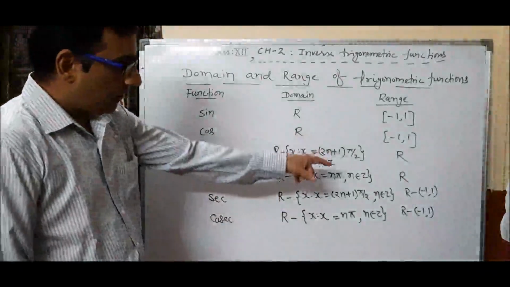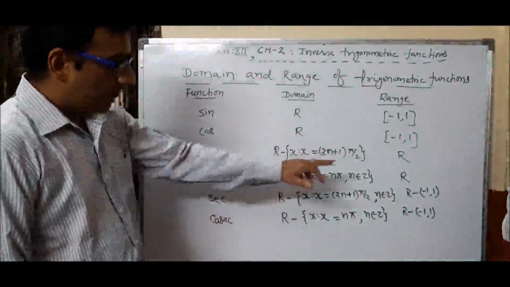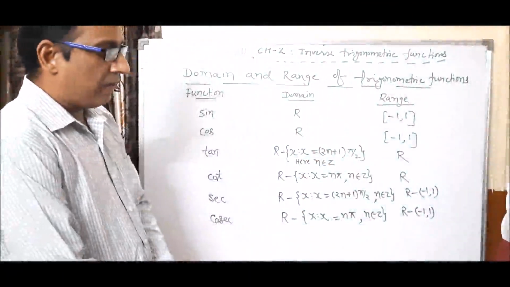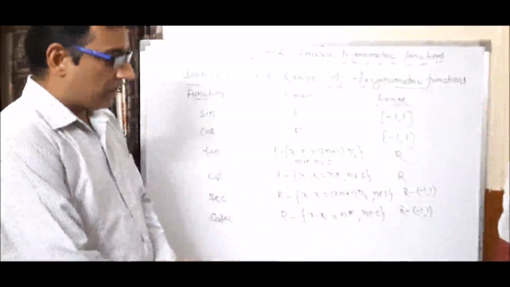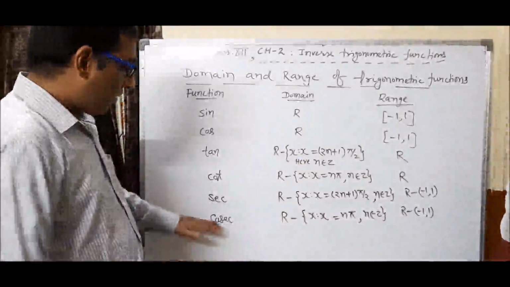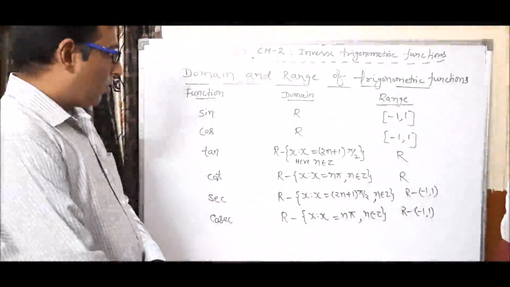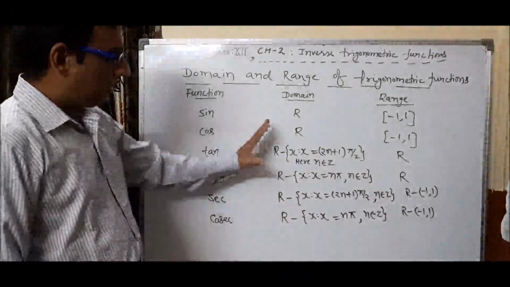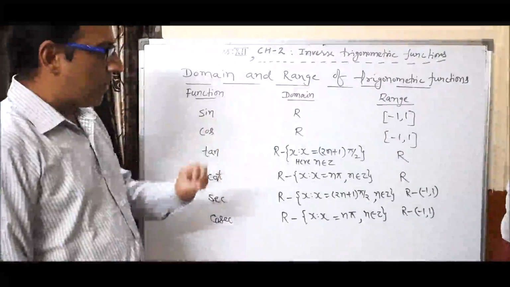It means for the range of sec we will not include -1 and 1; we will deduct -1 to 1 from the real numbers. Same for cosec also. So with the help of this table we will easily identify the domain and range.